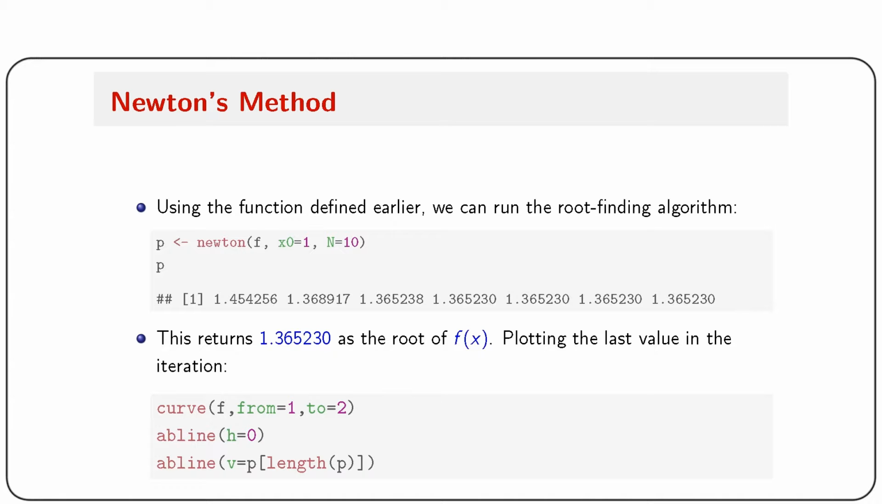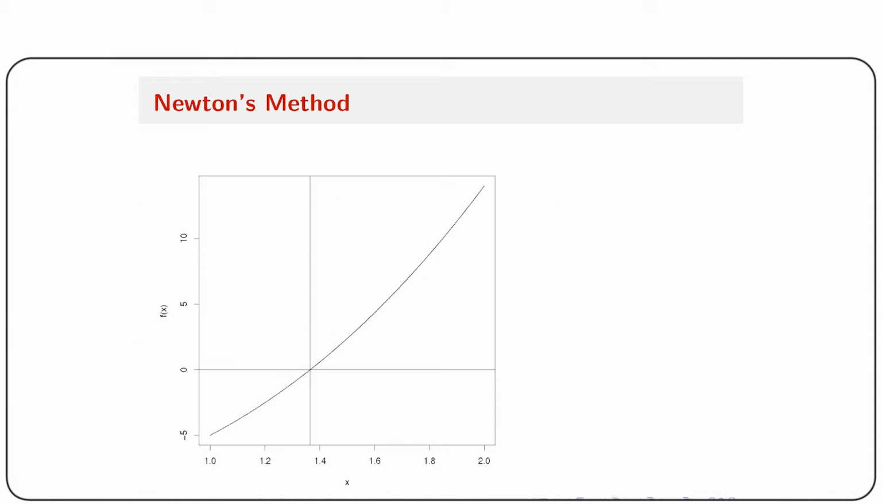So now it converges to 1.36523. You can stop the iteration here and return the value 1.36523 as a root of f(x). Plotting the last value in the iteration, we have the curve f(x) from 1 to 2 and abline h equals 0 from the earlier plot, and we are adding a new line, abline v, the vertical line at the last value of p, and that will give the actual solution.